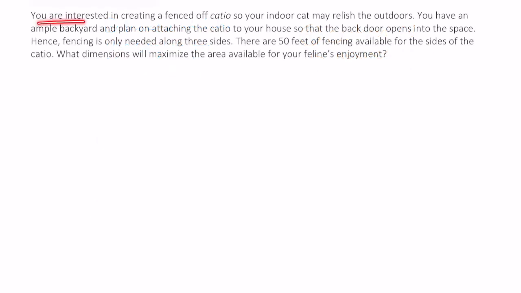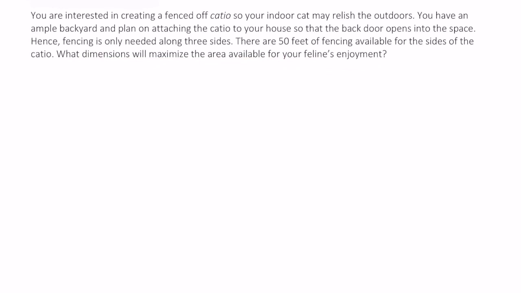So you are interested in creating a fenced-off catio so your indoor cat may relish the outdoors. You have an ample backyard and plan on attaching the catio to your house so that the back door opens into the space. Hence, fencing is only needed along 3 sides. There are 50 feet of fencing available for the sides of the catio. What dimensions will maximize the area available for your feline's enjoyment?